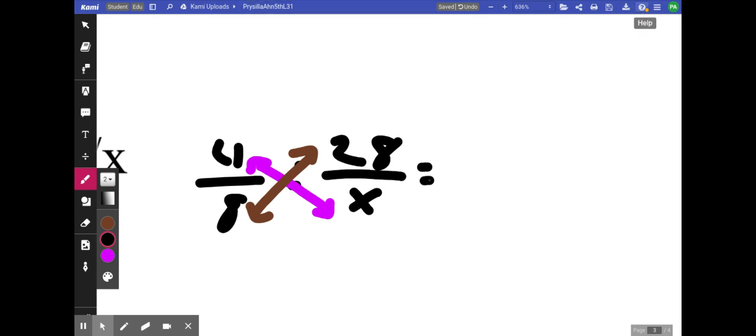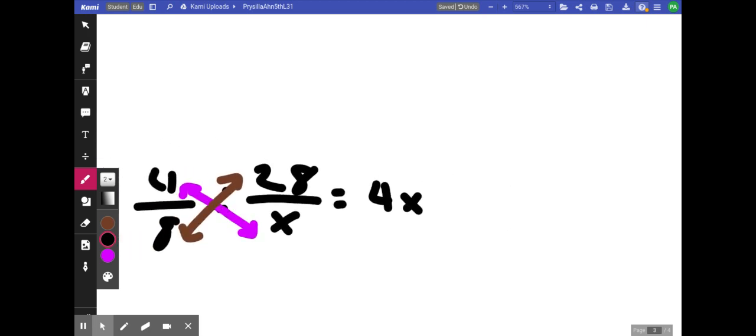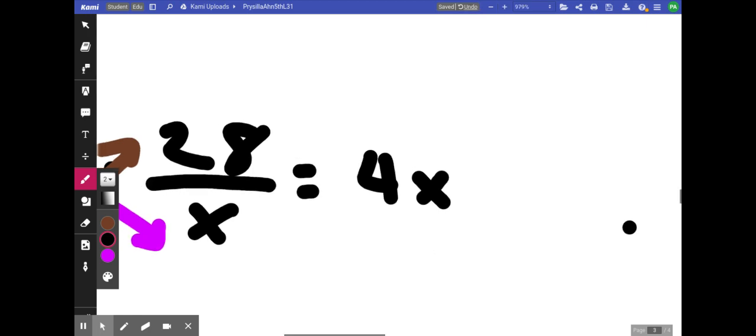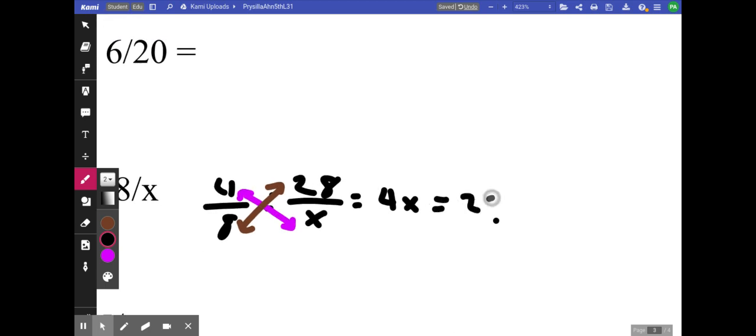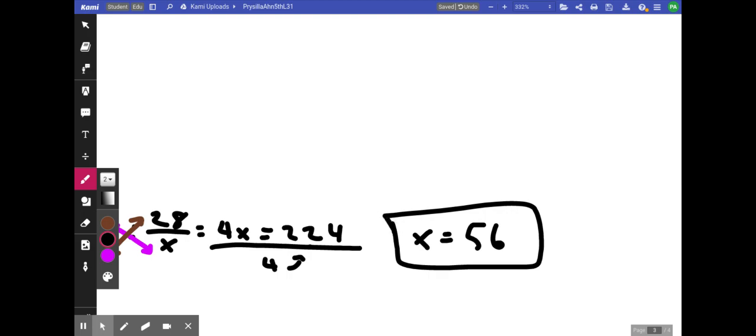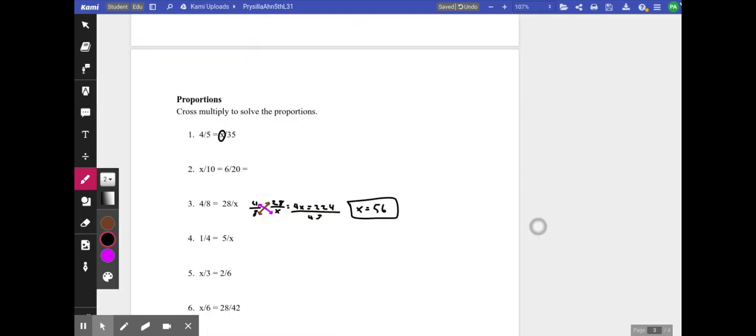So let's multiply 4 times x. Well, it just becomes 4x, because the x isn't a number, but it needs to be there. It's like a very small multiplying in between, but we don't need it. And 28 times 8 is 224. How do we isolate the x here? You divide, because 4 divided by 4 is 1. It becomes 1x, or just x. However, 224 divided by 4 is 56. So x equals 56. You're basically just solving it with cross multiplying. It's like the missing number.